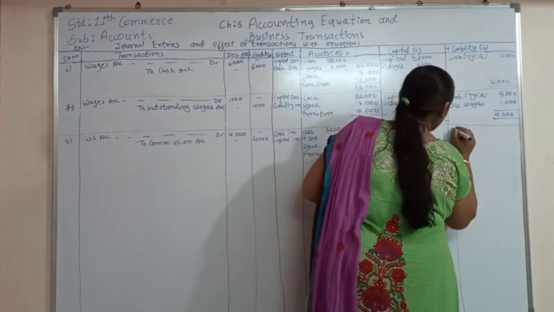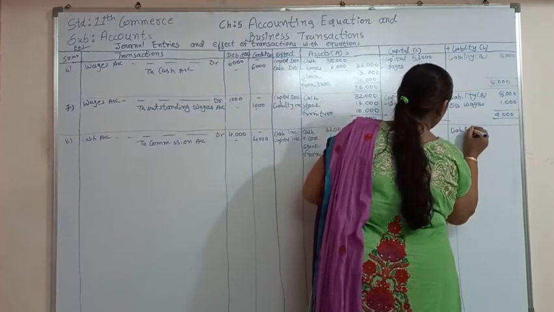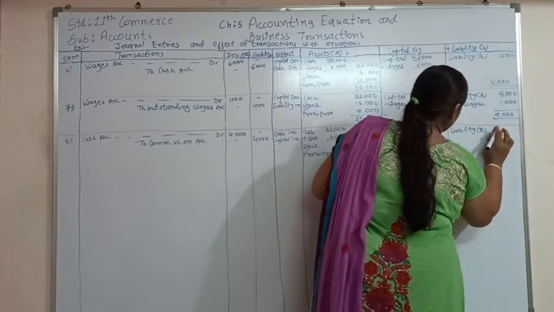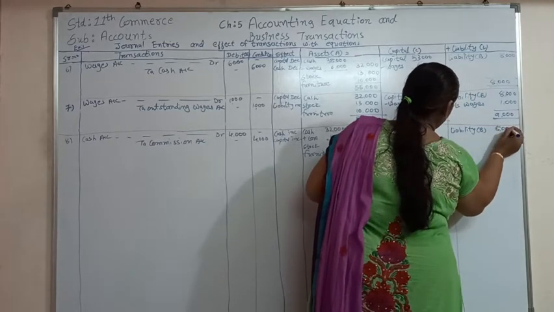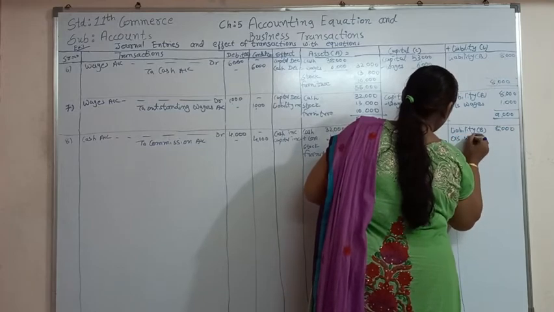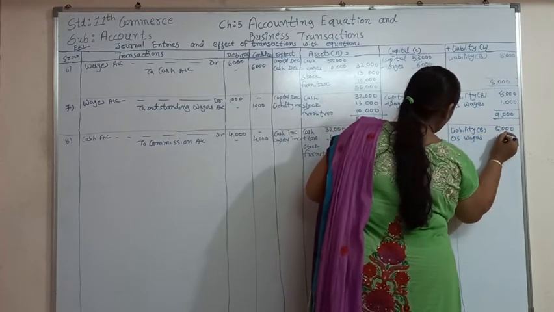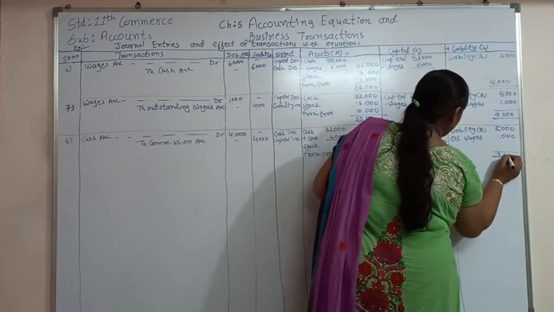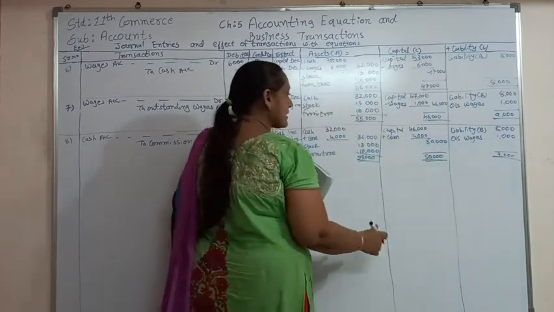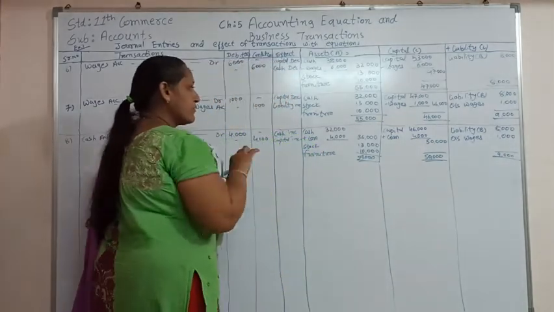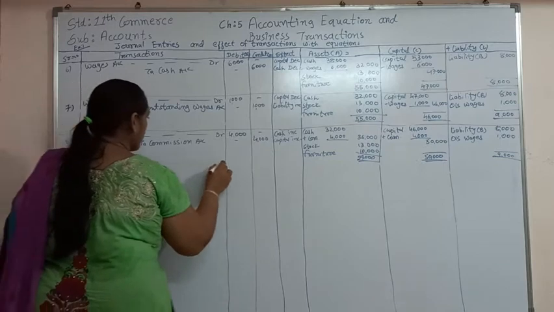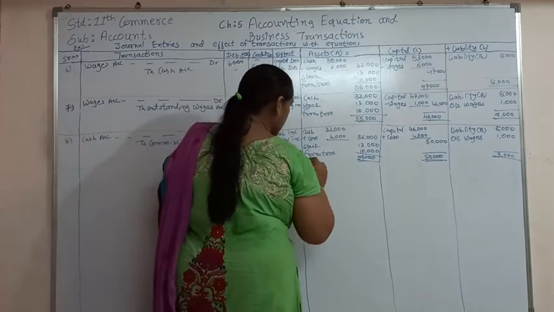And liability of B will be 8,000. And outstanding wages will be 1,000. So total of liability will be 9,000. So here 50 plus 9, so total will be 59. So here again we can see that A is equal to C plus L.